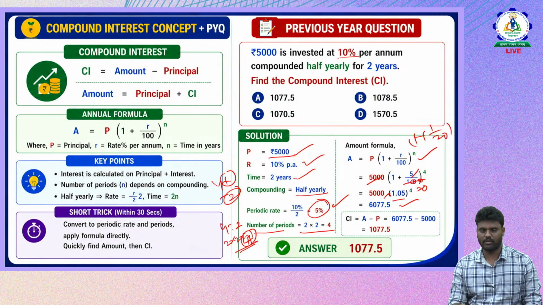Now what do we need to identify? Compound interest we need to identify. What is the formula to identify the compound interest? The amount minus principal. What is the amount? How much amount did we get here?